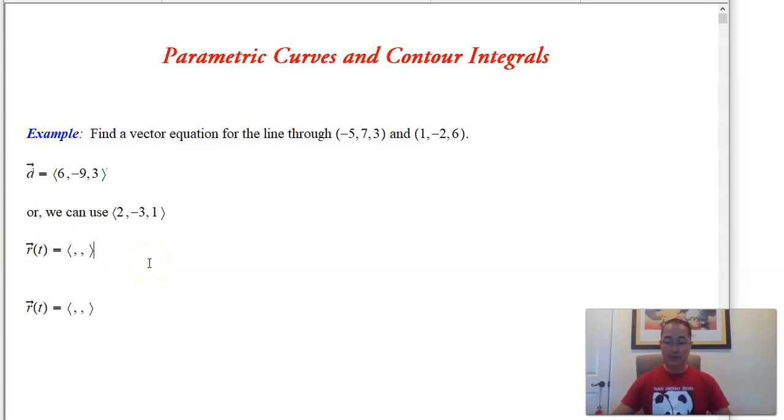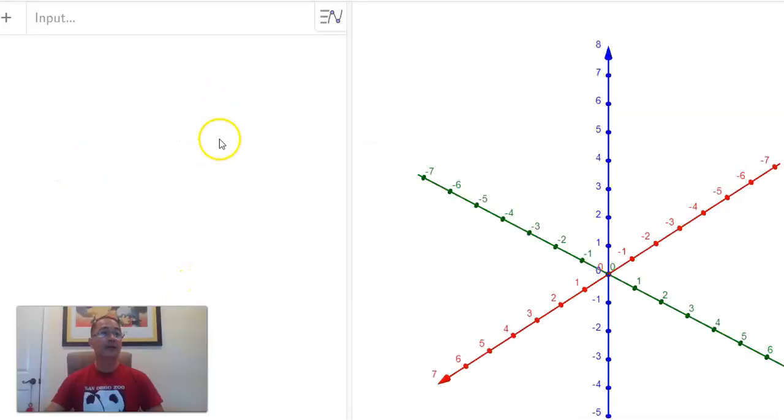R of t will be, we will need 2 vectors. So we will need a constant, so choose either of these points. So we can use -5, 7, and 3. And we will need our direction vector. So we will need t times this direction vector. Okay, so let's go now to GeoGebra in 3 dimensions and we will plot this.